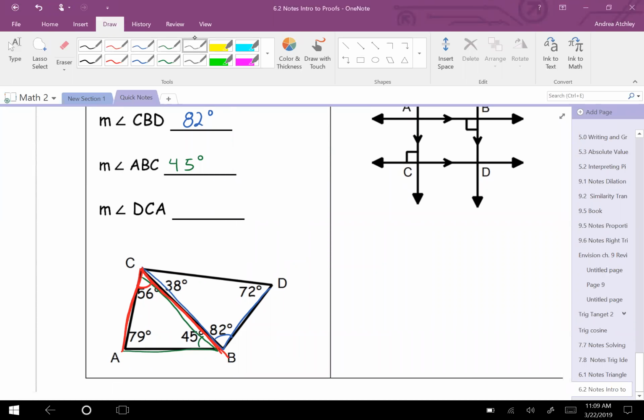And who finally has angle DCB? Or DCA, sorry. Yep. Very good. DCA is this whole thing, so it'd have to be the 56 plus the 38, which was 94 degrees. Any questions over that? So again, just helping us remember how to label an angle. Okay, so if you're struggling with that, just trace it and see the middle.